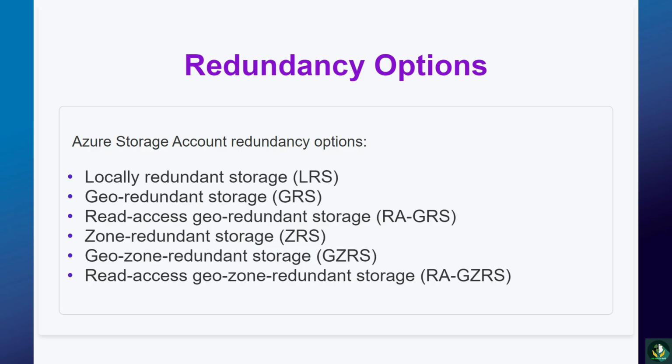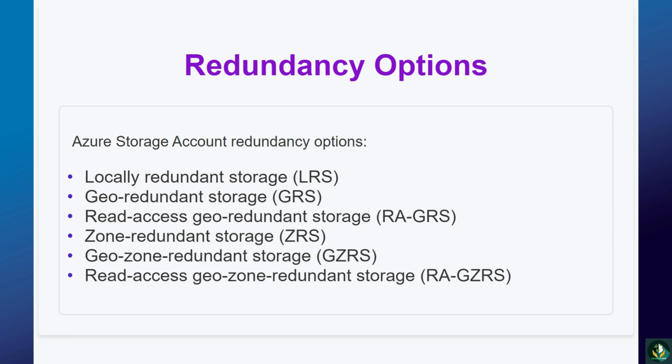Locally redundant storage, or LRS, is the most basic option. It replicates your data 3 times within a single data center in the primary region. While this option provides protection against hardware failures, it's vulnerable to data center-level disasters.